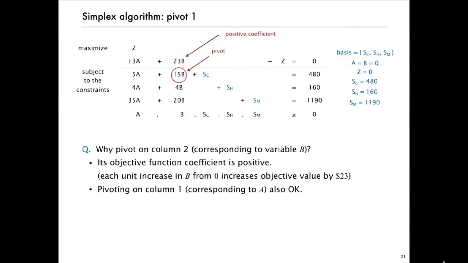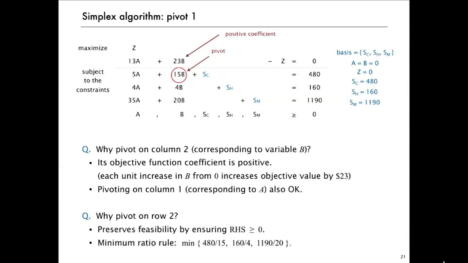And then why that row? Well, you have to make sure that the right-hand side always stays bigger than 0. And so what's used to choose the row is the minimum ratio rule. If you take the right-hand side over the coefficient, you want the one that's smallest, because when you do the substitution, that'll make sure that the right-hand side is positive. So that's the choice of the pivots.